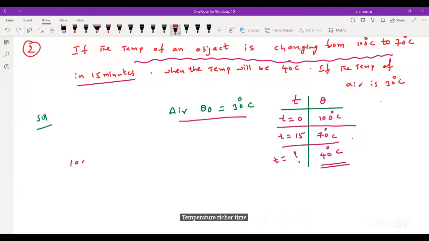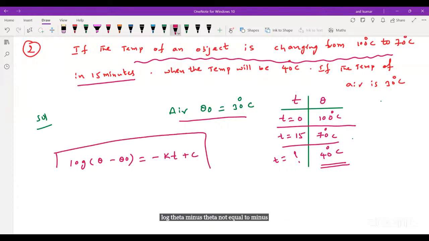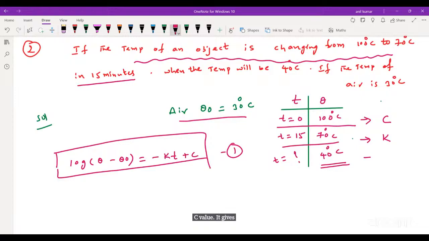Right. What is the Newton's law of cooling formula? Log theta minus theta naught equal to minus KT plus C, sir. Equation 1. Yes. This reading and this data will give you which value? C value. It gives K value. It gives the answer. Now, get ready to substitute the initial reading.